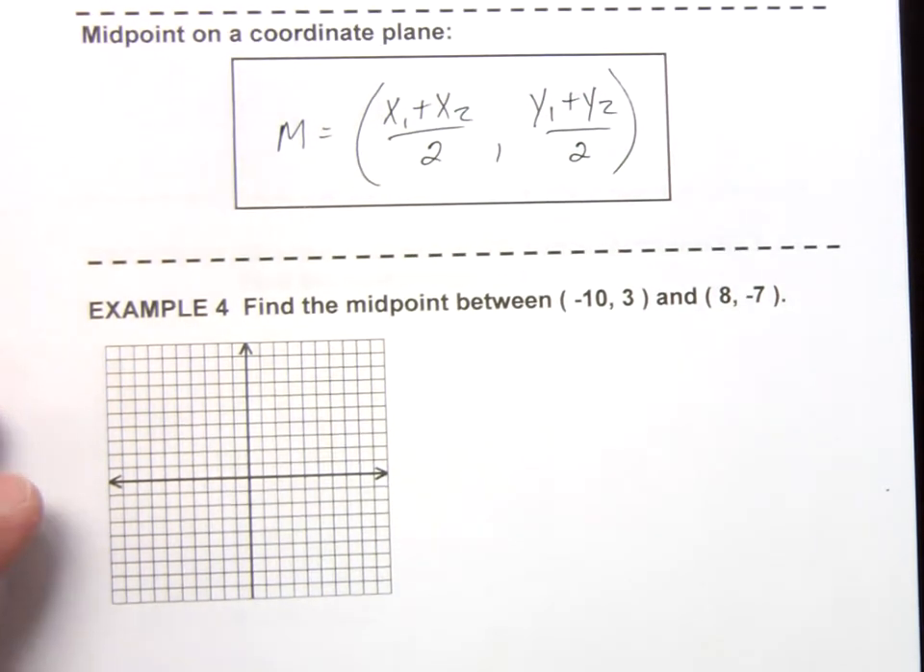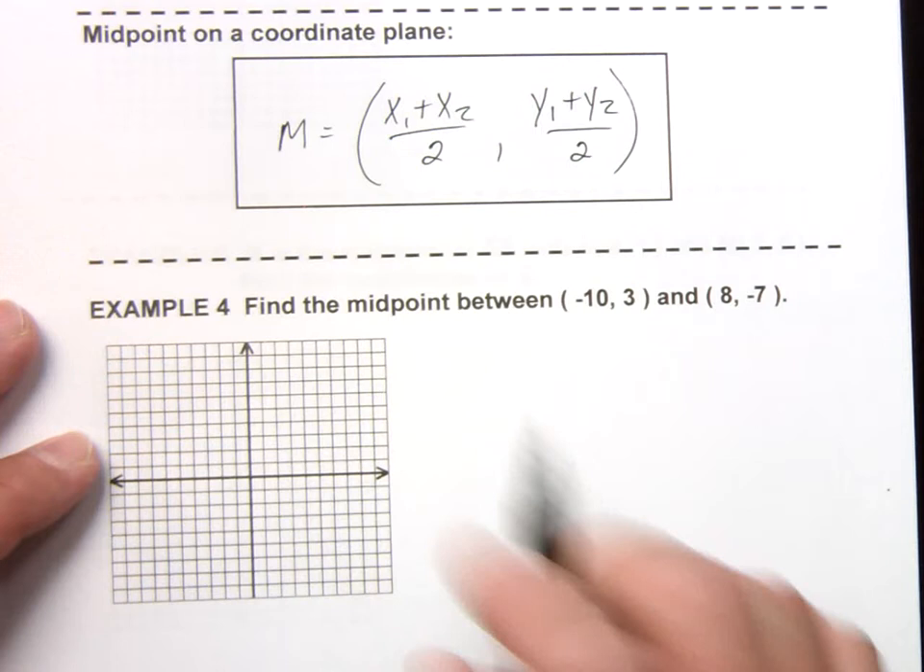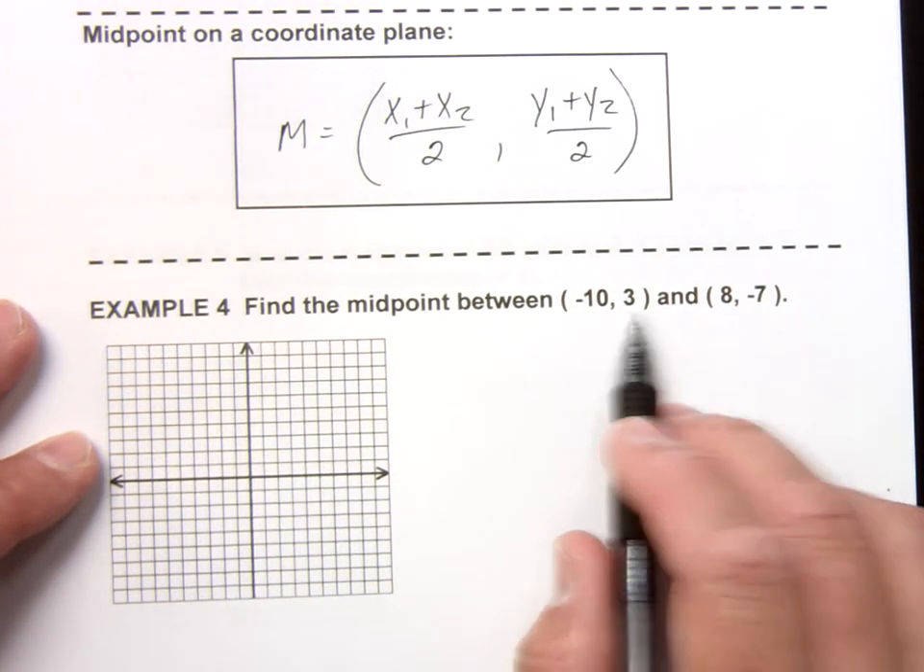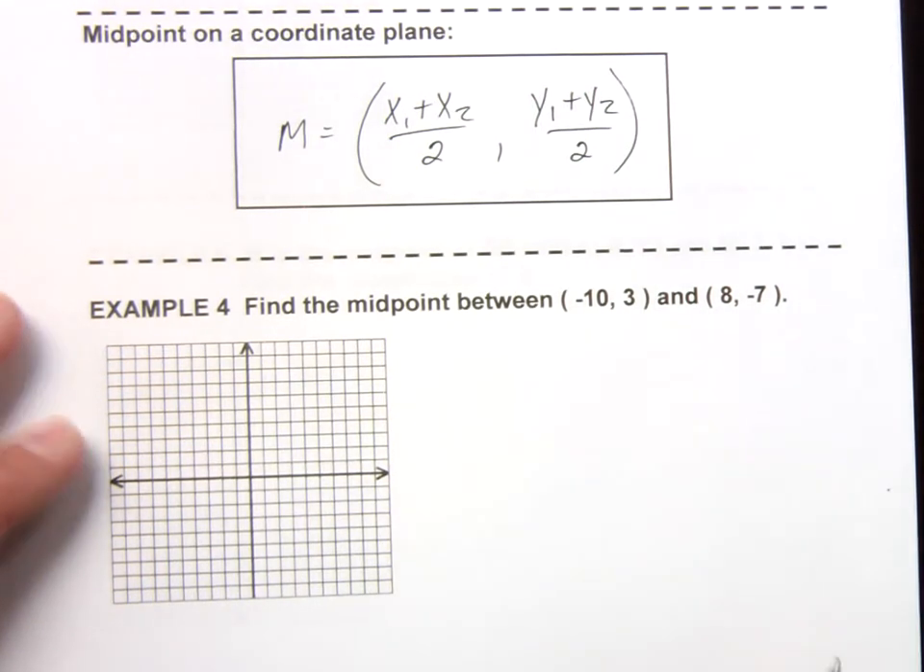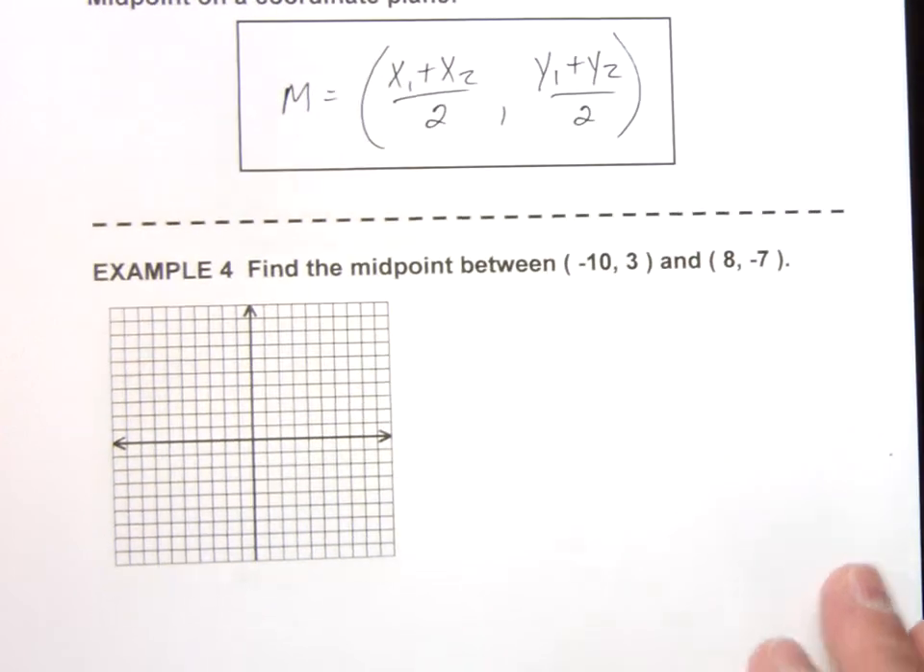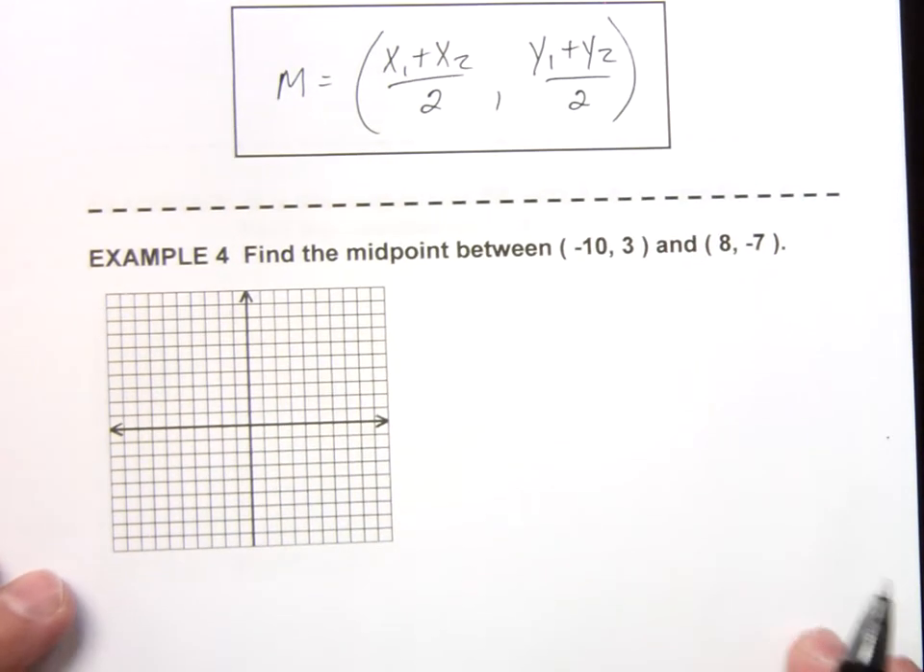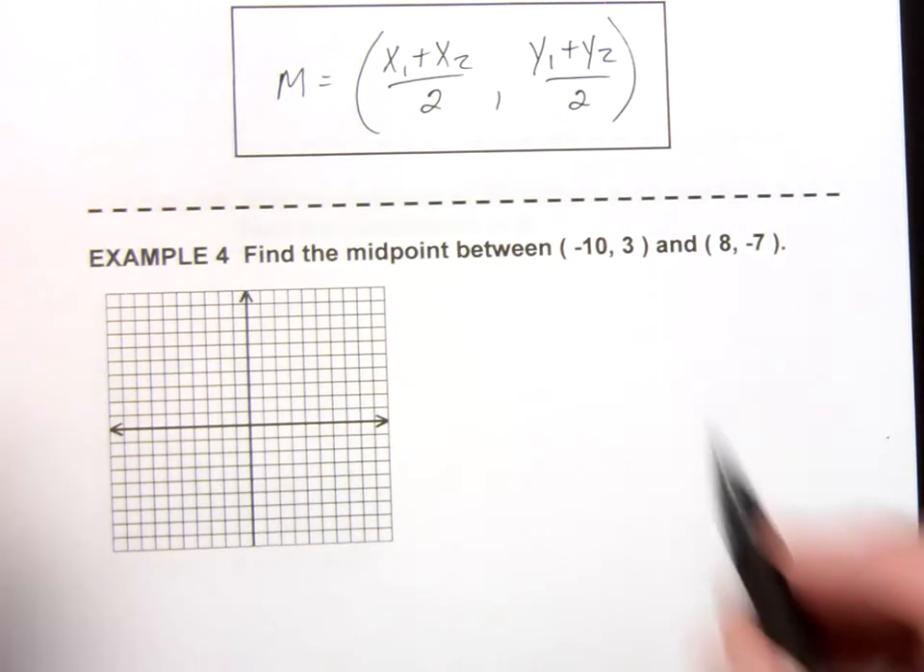So let's look at example 4. Find the midpoint between negative 10, 3 and 8, negative 7. First thing I'm going to do, we've got a graph here just so I can help you see it and hopefully understand it better. But we could do this with just the formula without the graph. But let's throw these on the graph real quick.